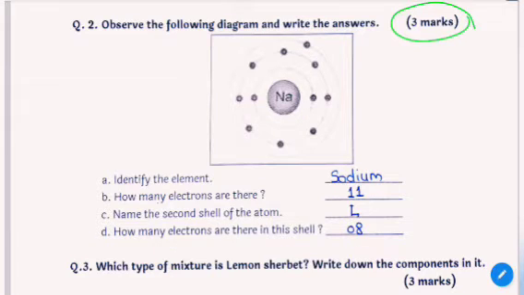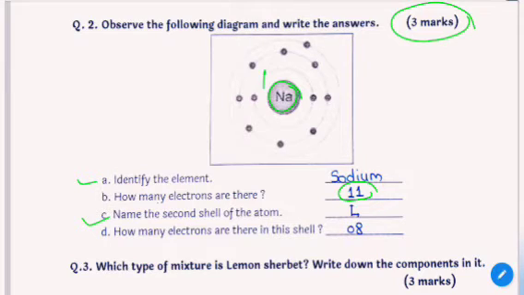Now question number 2 is: observe the following diagram and write the answer. This question is also for 3 marks. The first question is: identify the element. You all know that this is sodium. How many electrons are present? Here 11 electrons are present. Sodium always has 11 electrons. Name the second shell of the atom.